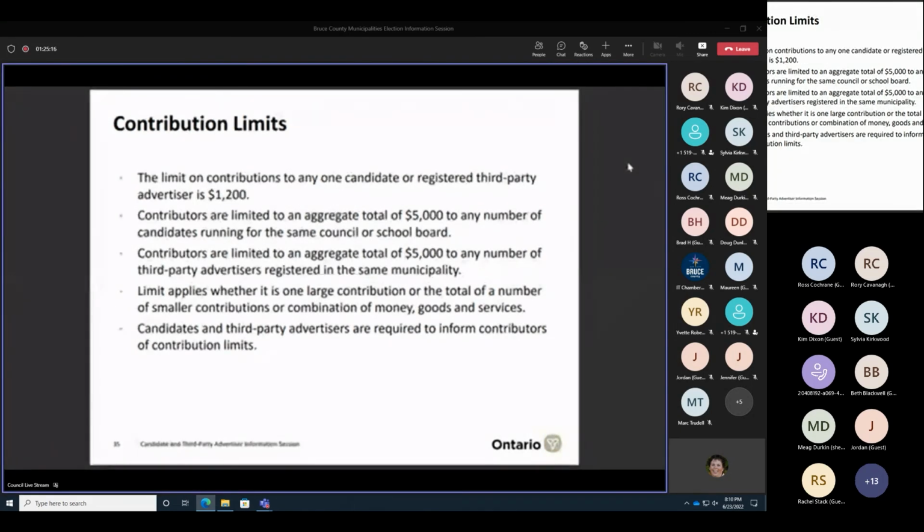Contribution limits. The limit on contributions to any one candidate or registered third-party advertiser is $1,200. The individual contribution amount has increased from $750 to $1,200, but the aggregate amount of $5,000 stays the same. Since candidates and third-party advertisers are required to inform contributors of contribution limits, you may want to include the limits on the receipts provided to the contributors. Next slide, please.